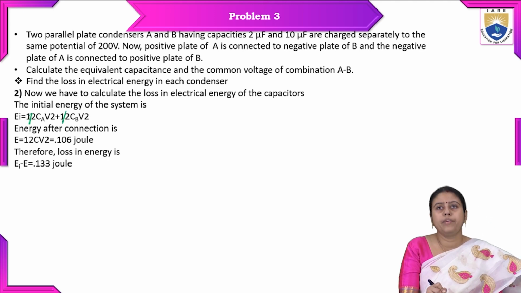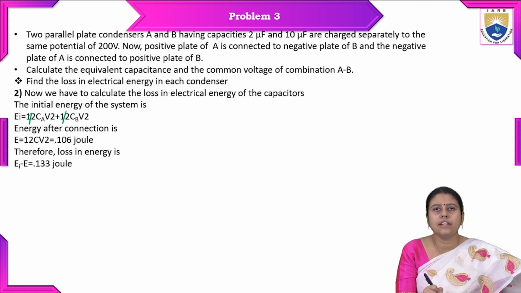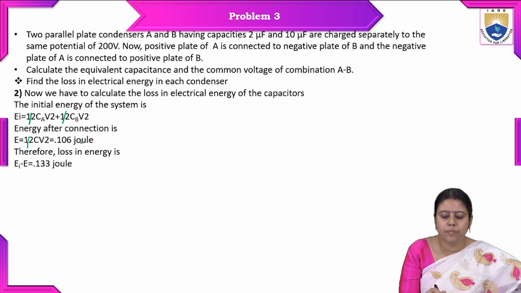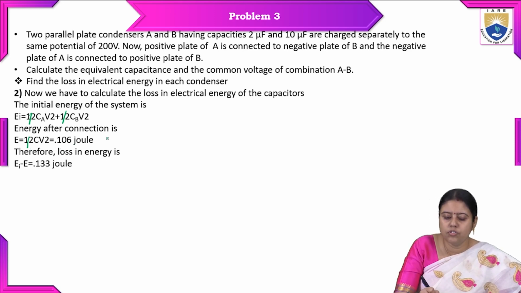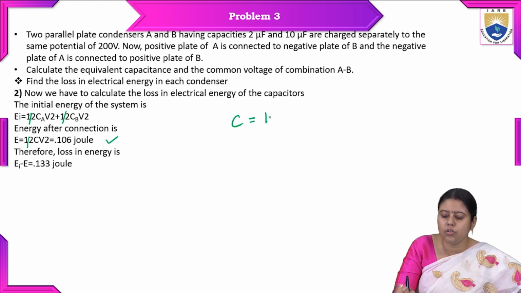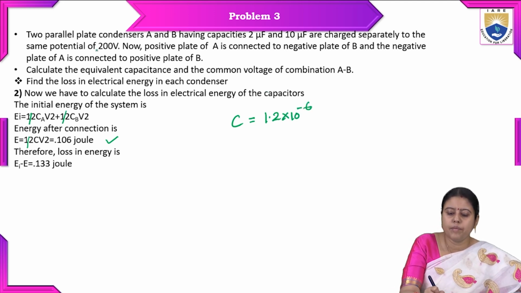Half CA V2 plus half CB into V2. But what is the new condition? The new condition is E is equal to half CB V2, which is equal to 0.106 joule. What is C now? C is equal to 1.2 into 10 to the power -6.